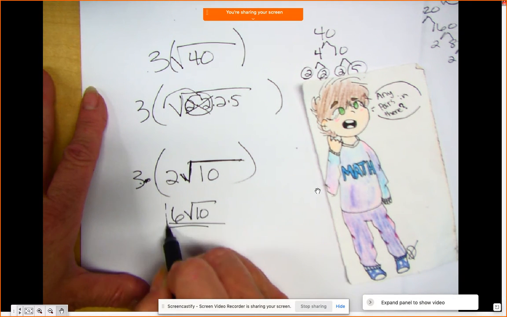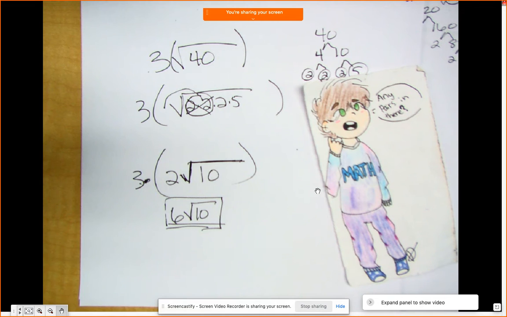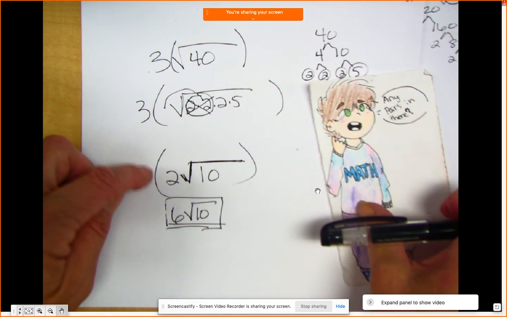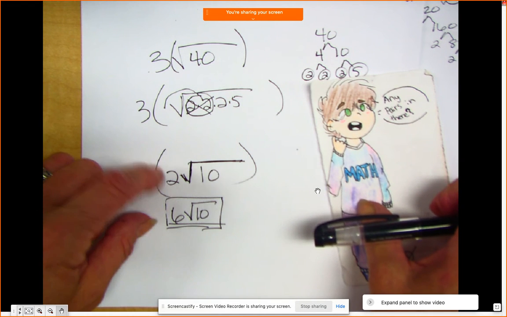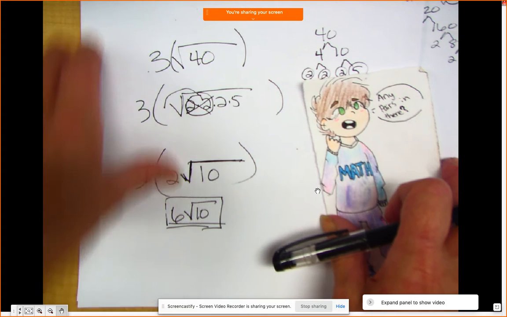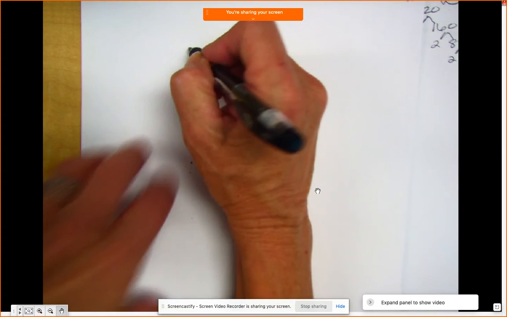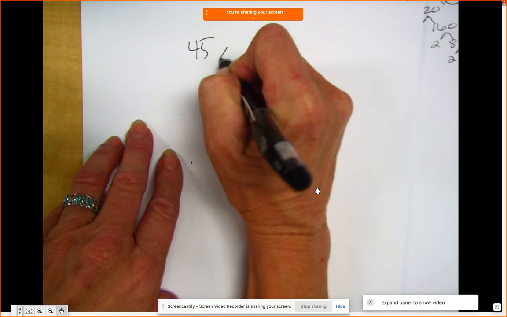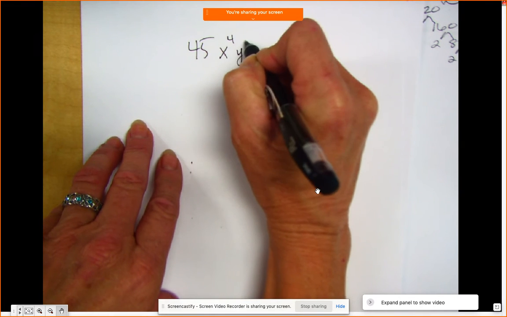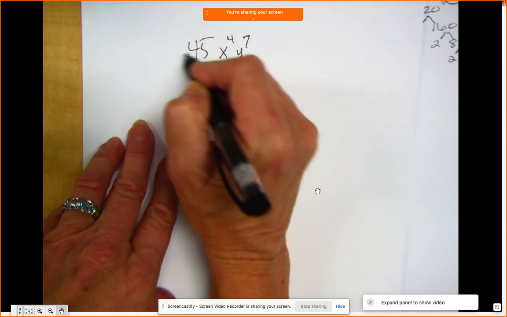So if there's a number that already pre-exists, you just go ahead and multiply it by whatever you get to pull out from inside the radical. I want to show some that have variables. Okay, so let's try 45 x to the 4th, y to the 7th.